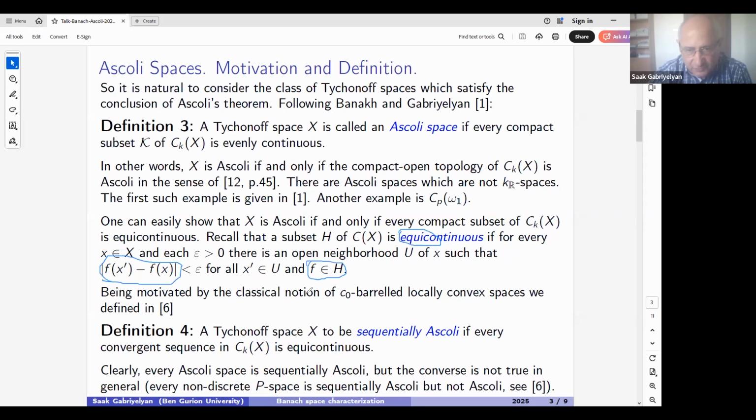Being motivated by the classical notion of C0 barrelled locally convex spaces, I defined in my article a much weaker notion, the notion of being a sequential Ascoli space. A Tikhonov space X is said to be sequential Ascoli if every convergent sequence in CKX is equicontinuous. This notion is considerably weaker, and some counterexamples can be given. Every non-discrete P space, I proved in that article, is sequential Ascoli but not Ascoli. So this condition is considerably weaker than the notion of Ascoli space.